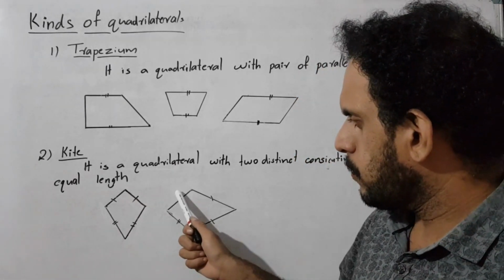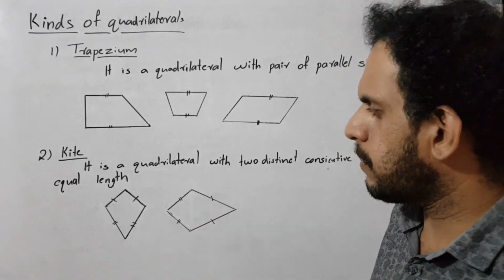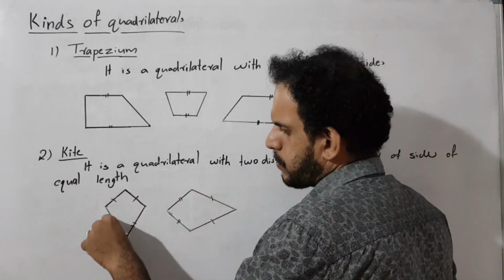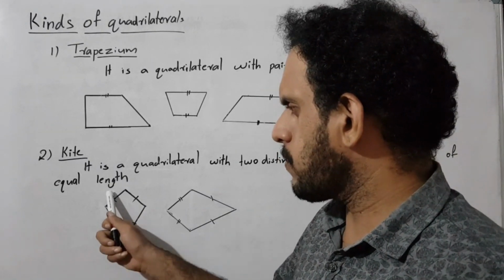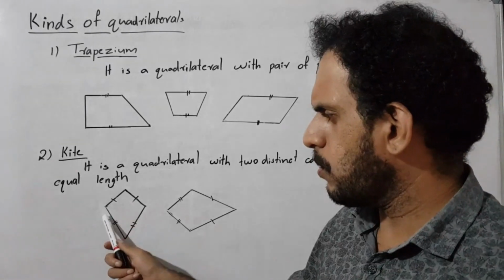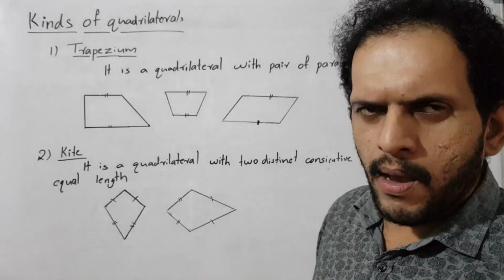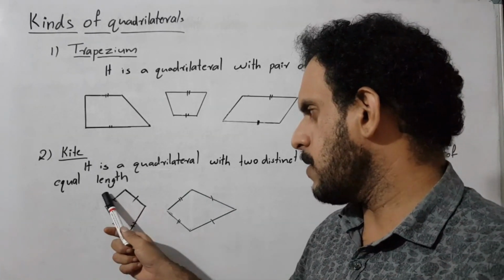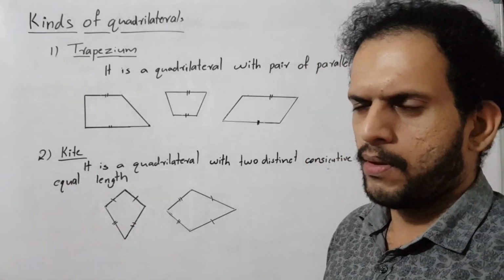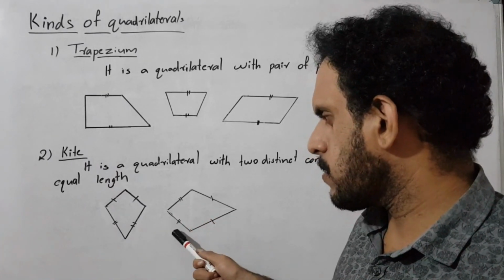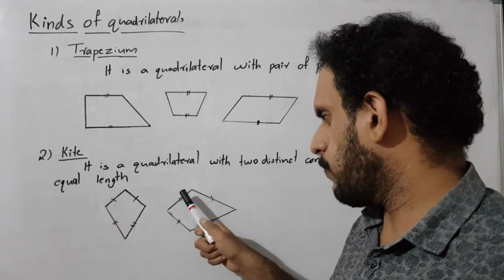In this figure, these two are consecutive sides. Sometimes you have a doubt. These two are consecutive sides, yes, no doubt. These two also are consecutive sides. But are they equal? These two consecutive sides are equal. These two consecutive sides are equal. These two are consecutive sides and they are equal. These two also, this and this.